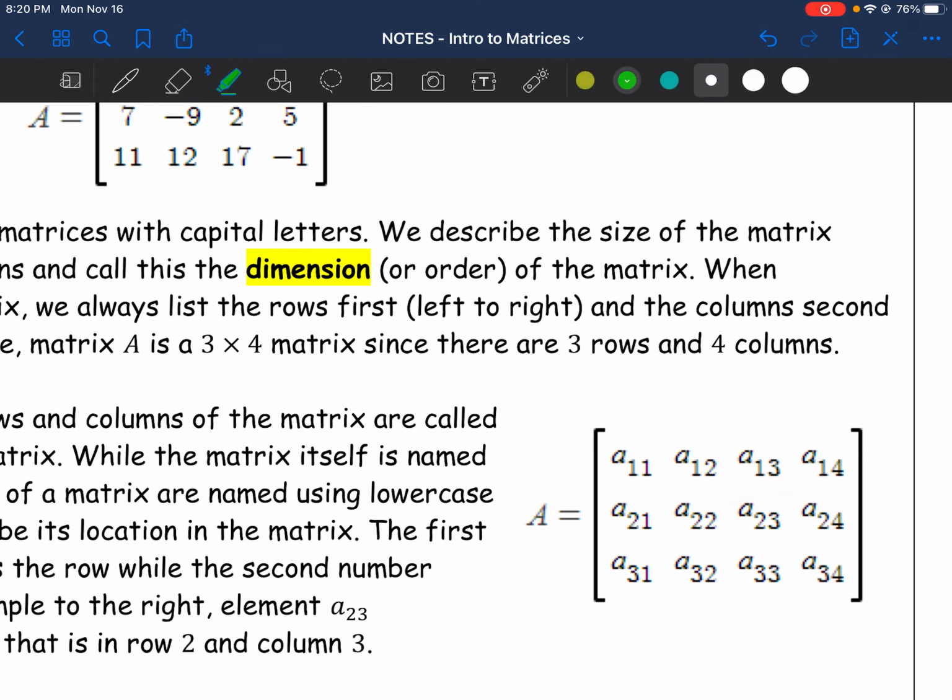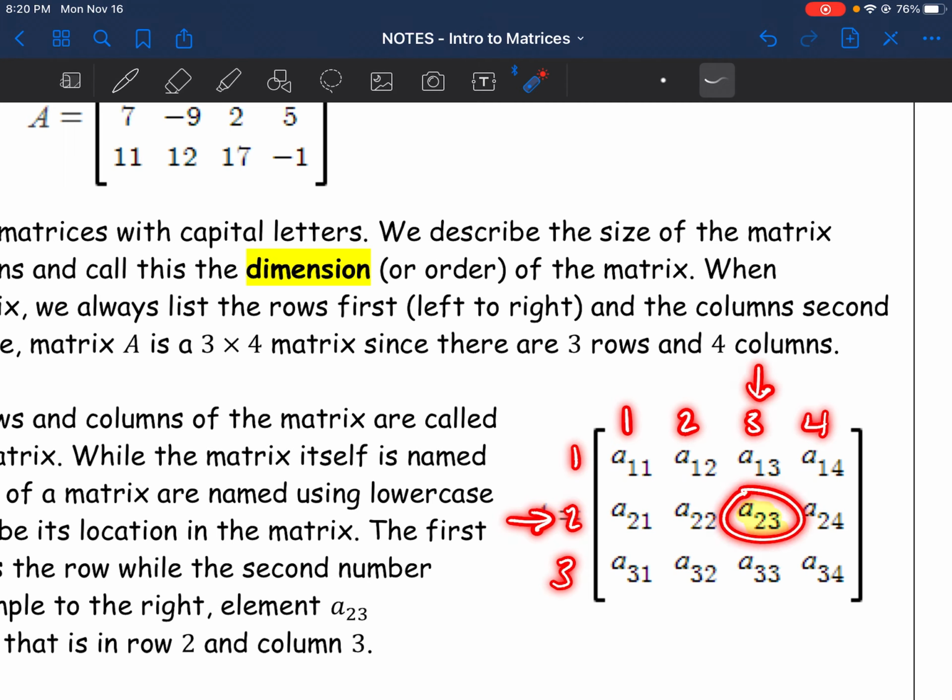I'm going to go ahead and highlight that. And notice that A subscript 23 is in the second row, 1, 2, 3, second row, and the third column. So the intersection of the second row and the third column is element A subscript 23. In some textbooks, you'll see the row and the column separated with a comma. So instead of A subscript 2, 3, you might see A subscript 2, comma 3 to further emphasize that 2 is the row and 3 is the column.